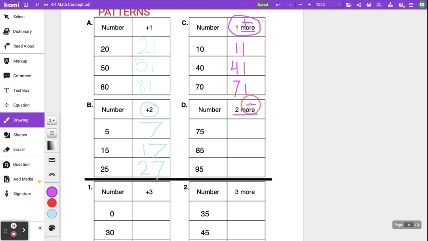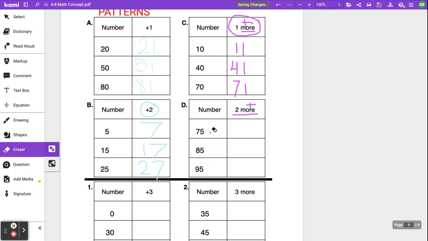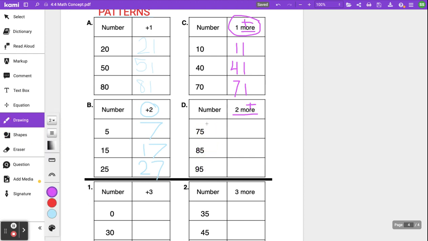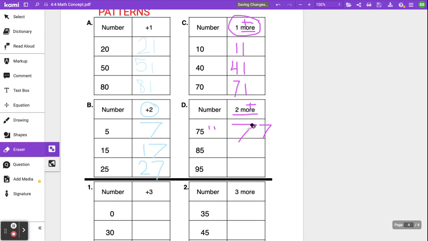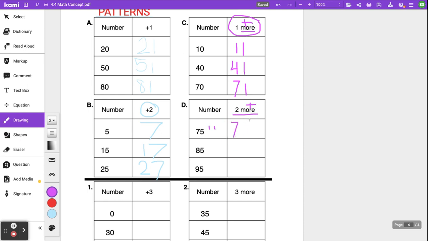Letter D has the pattern of 2 more. More means to use the plus sign. Oh, and look, what do we have in the ones place again? Do you know this pattern? Ding, ding, ding. Yes, of course we do. So now we're going to go back here. 75 plus 2. Count up 2. If you need to go and use the hundreds chart, go ahead and do that. 75, 2 more, 76, 77. 77. That 7's a little sloppy. Let me fix it. Okay. 77.